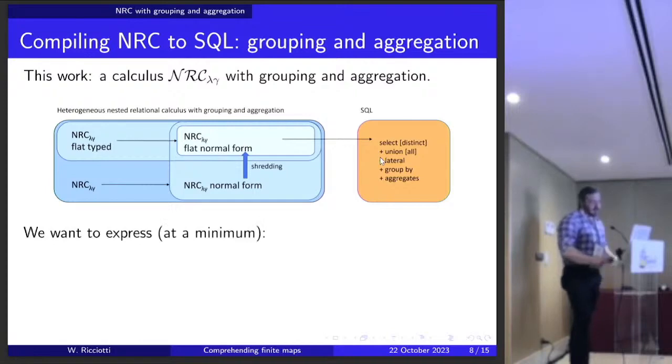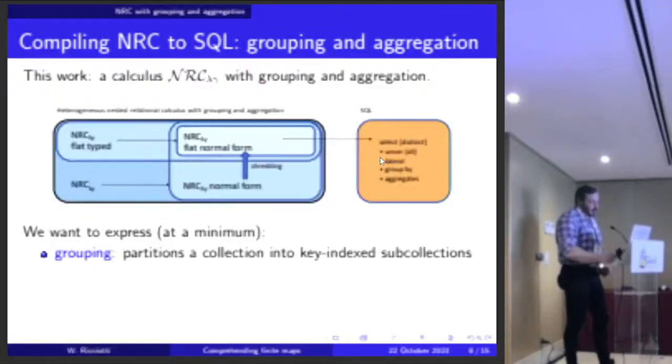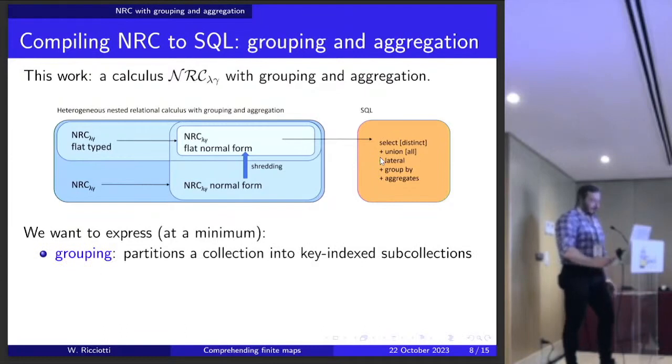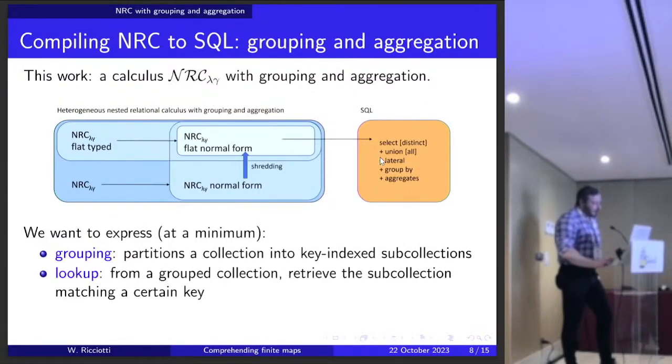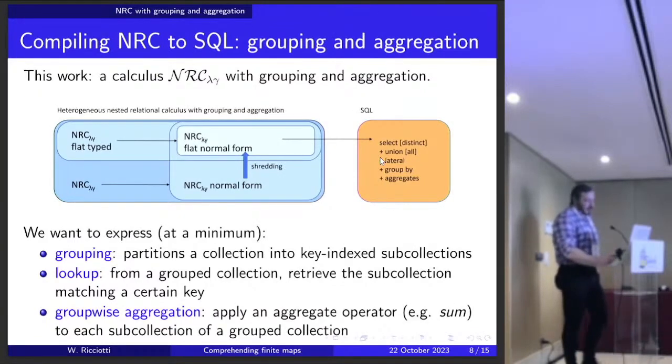And what do we need in this calculus? Well, at a minimum, we want grouping, partitioning a collection into key indexed subcollections, that is finite maps. Lookup, that is from a finite map, retrieve the subcollection matching a certain key. And groupwise aggregation, which applies an aggregate operation to each subcollection of a grouped collection.